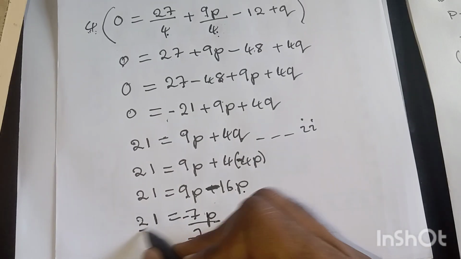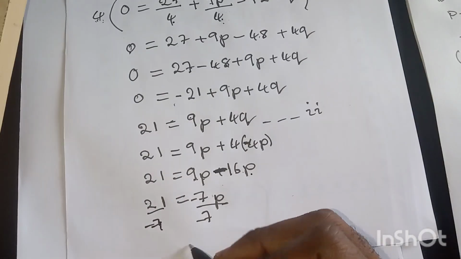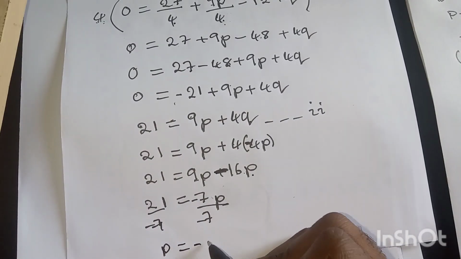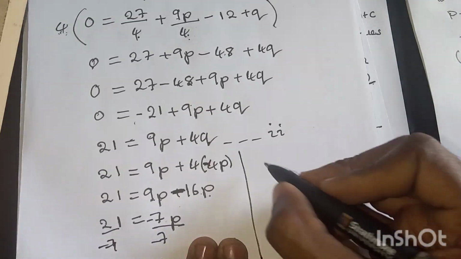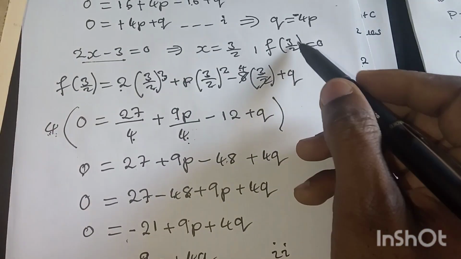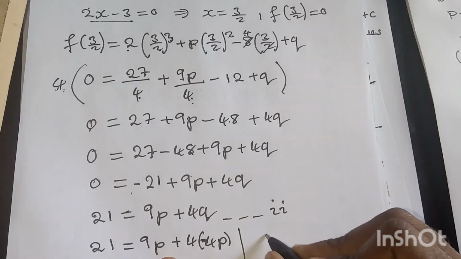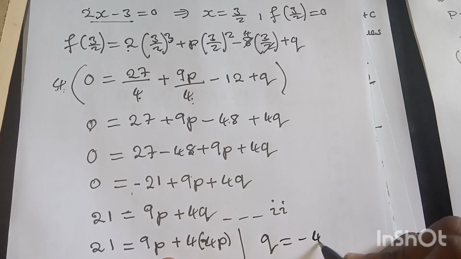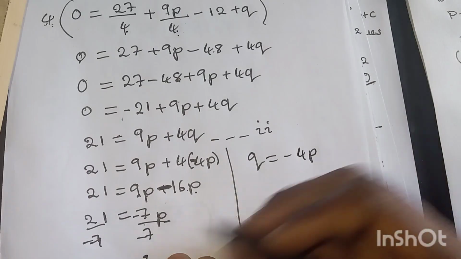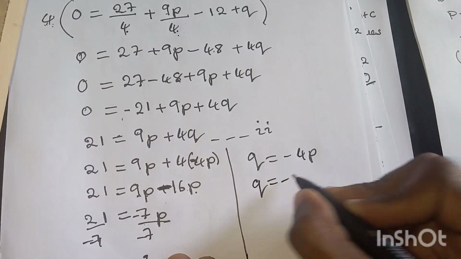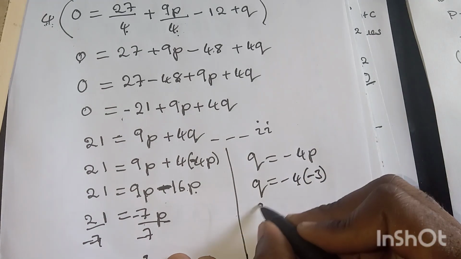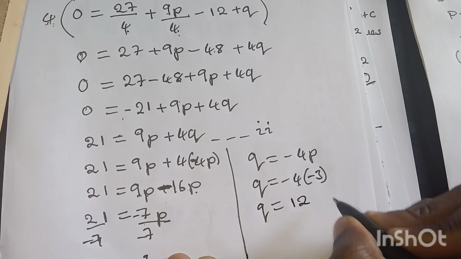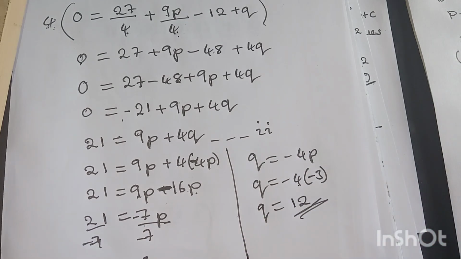Dividing both sides by -7, we have P as -3. And then we can solve for Q. It's much easier to use this one here. So we can say Q is equal to -4P. And since P is -3, we can say -4 multiplied by -3, which will give us a 12 for the Q. So this is how you solve for Q and P.